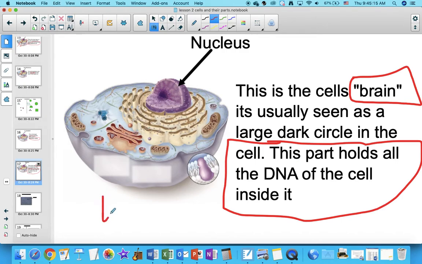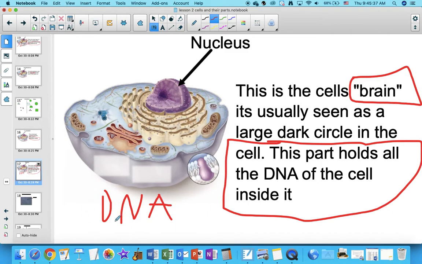And so you must have heard of DNA before, right? DNA is the code that makes, well, us, right? This chemical tells the body or the cells what eye color we have, what hair color we have, how tall we get, etc. And so DNA is very important, and so it's protected in the nucleus.